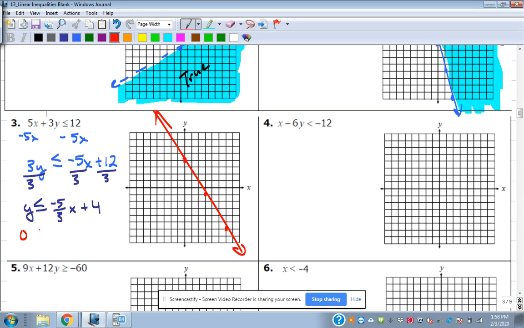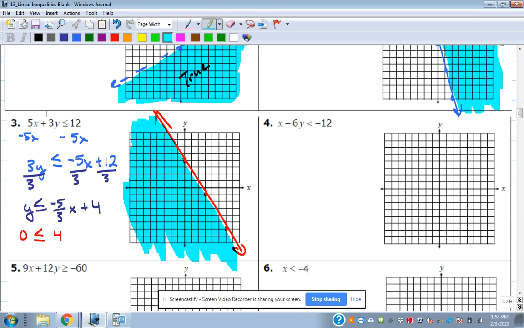And is 0 less than or equal to 4? Yes, so that means I would shade this side. I got lazy and did that instead of highlight. Shade that side. Okay. Not too bad, pretty easy to do.